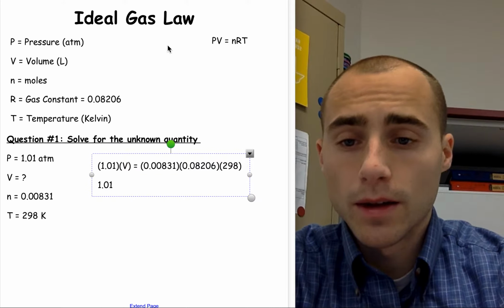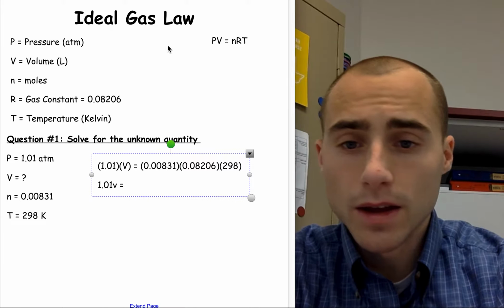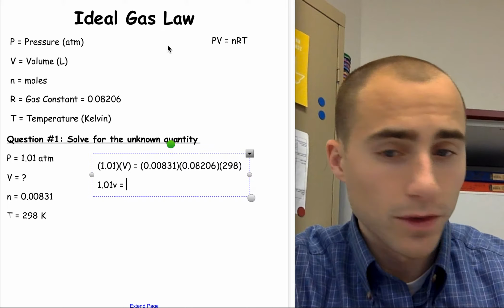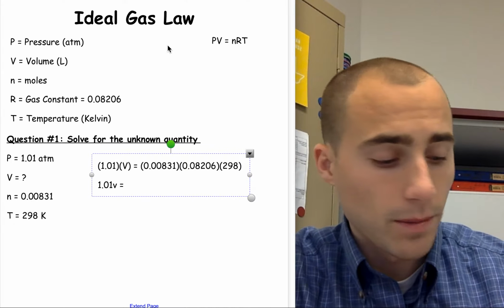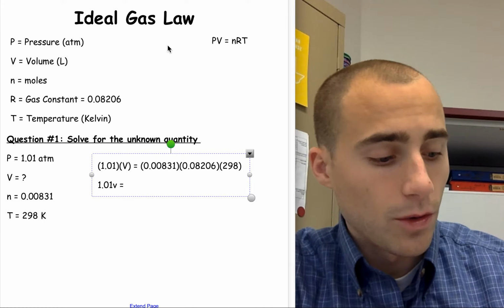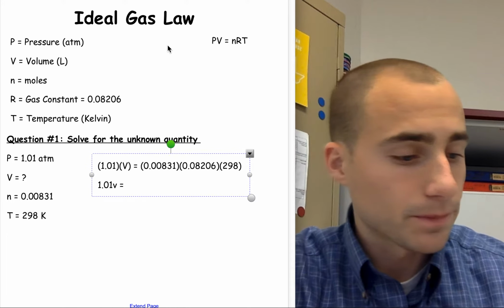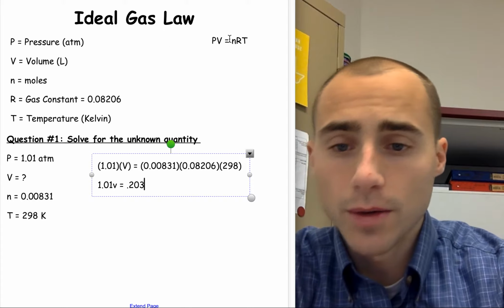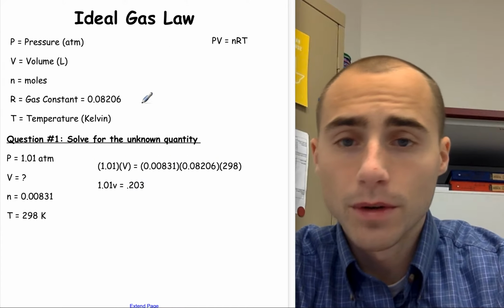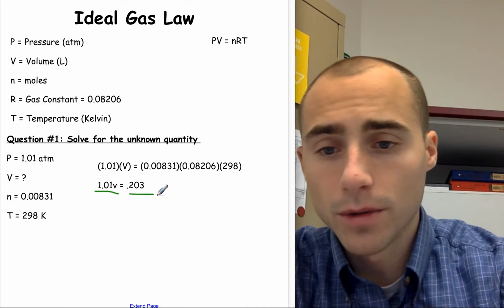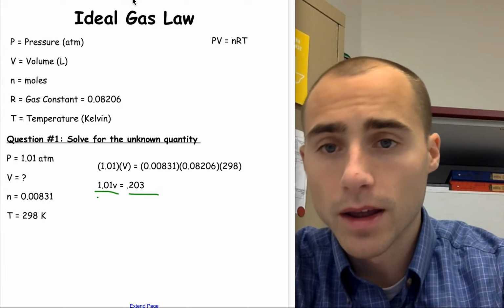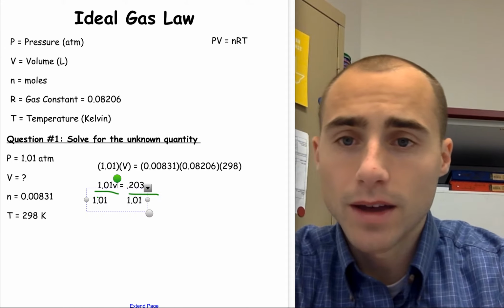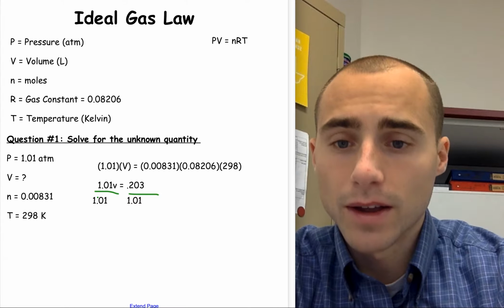And then you multiply out the equation, so you have 1.01V equals, and then you go ahead and multiply out the other side, so we have 0.0031 multiplied by 0.006 and then multiplied by 298, and that's going to give you 0.203 right there. And then to solve the question, remember, we just divide by whatever side has the variable on it. So V is over here, so we need to divide by 1.01 on this side and 1.01 on this side. That is going to end up giving us our answer for V.